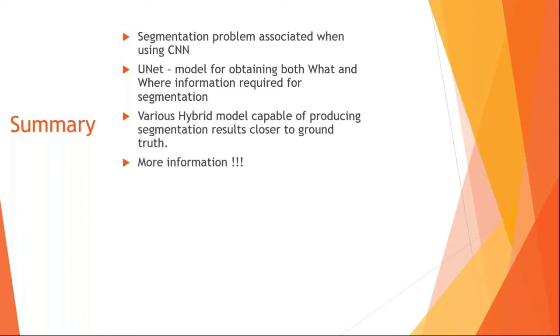Okay. So I think I have given some idea about segmentation. I started off with computer vision, then slowly moved into segmentation. What is segmentation? How is it done? What are the problems with a normal CNN? Why did people go to UNet? How do we get both what and where information in UNet? And I also explained various hybrid models, or different variants of UNets.